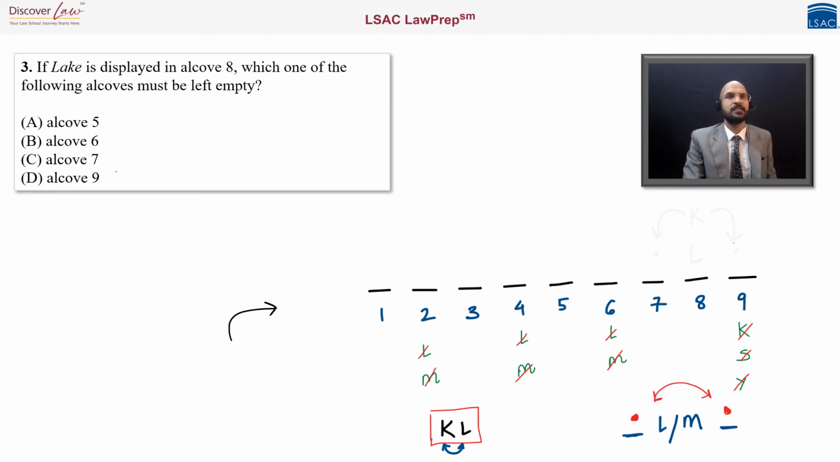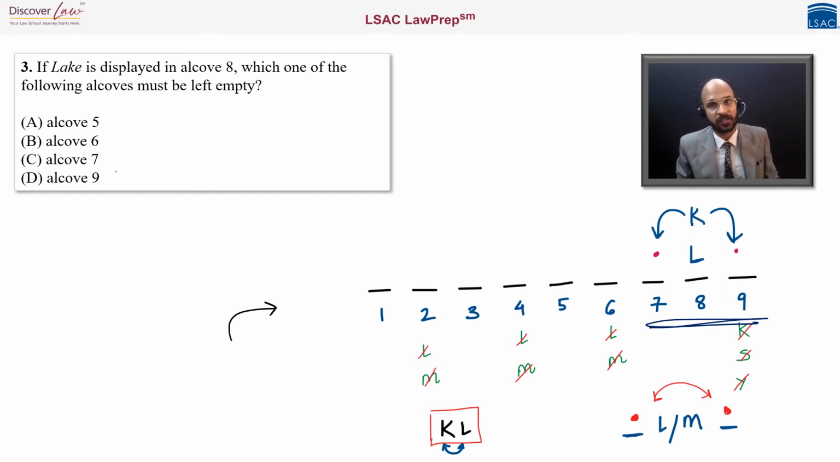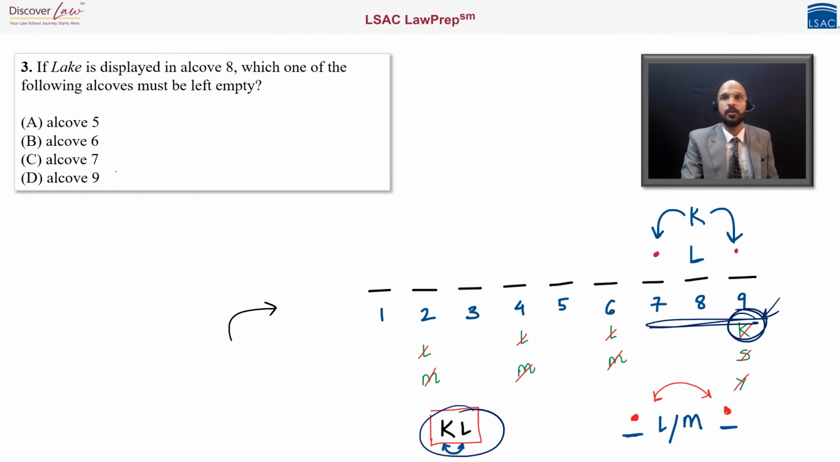Okay, it says that if lake is displayed in position 8, let me just put in lake in here. Now we know that whenever there is L, then one of the two positions around it has to be empty, which means that either 7 or 9 has to be vacant. We also know that whenever there is an L, there has to be a K somewhere, because L and K have to be together. Now we know that K cannot be here because K is prohibited in 9, which means that K has to be here. And if K is here and one position has to be empty, then we know that 9 has to be empty.